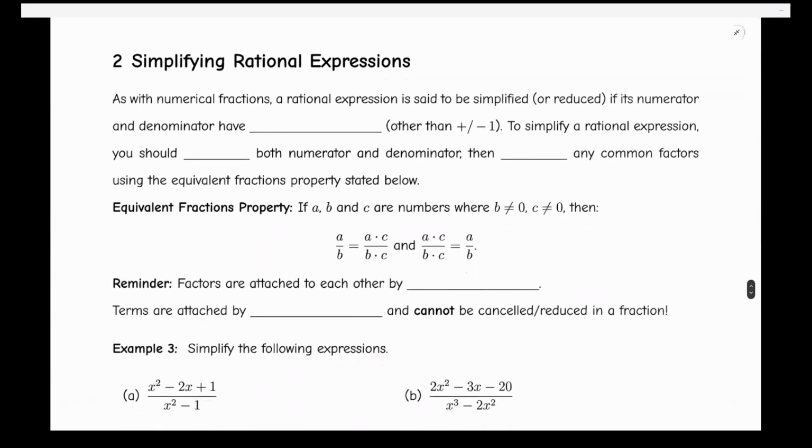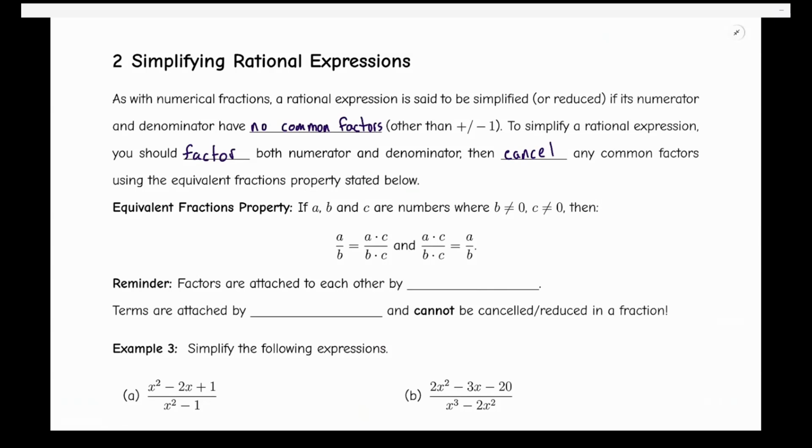Part 2, simplifying rational expressions. As with numerical fractions, a rational expression is said to be simplified or reduced if its numerator and denominator have no common factors other than plus or minus 1. To simplify a rational expression, you should factor both numerator and denominator, then cancel any common factors using the equivalent fractions property stated below.